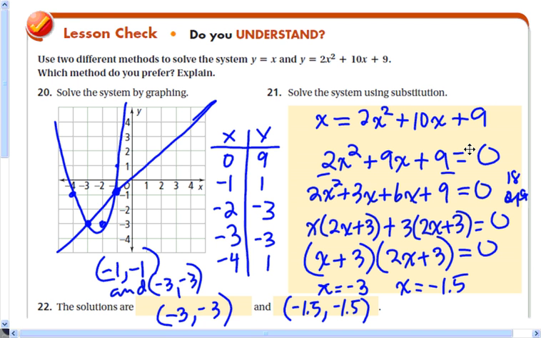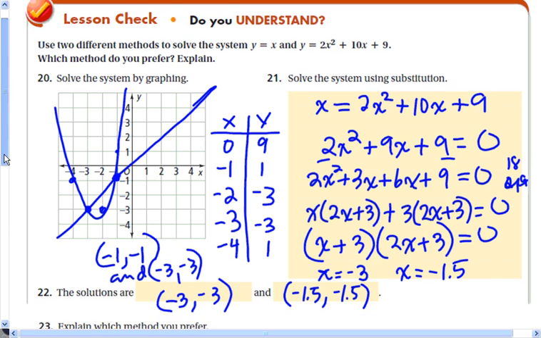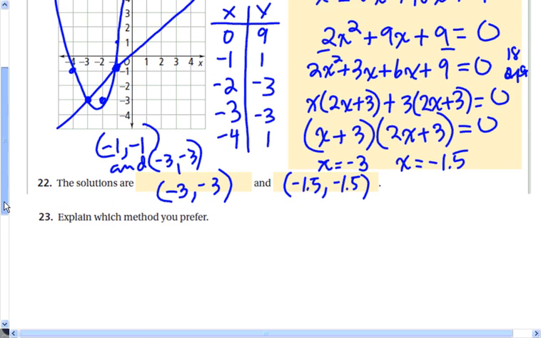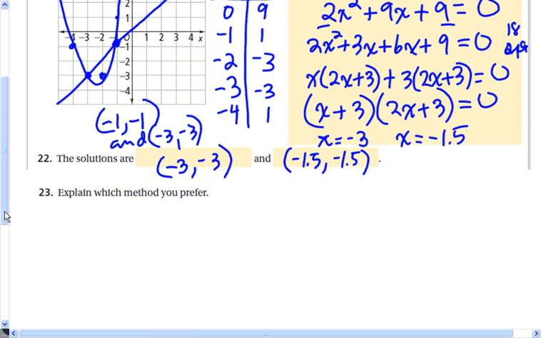And so what I'm thinking here is when you graph it, you're just getting an estimate of the solution. And so if you really want to get the exact answer, you probably want to use substitution or elimination, or use your graphing calculator. All right, that's the end of the lesson.